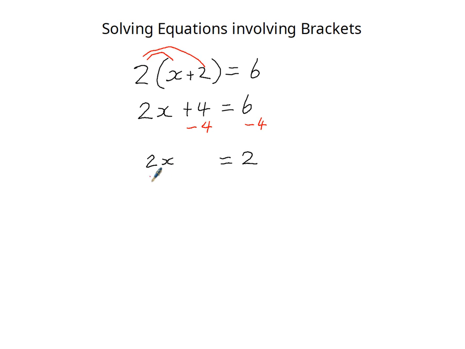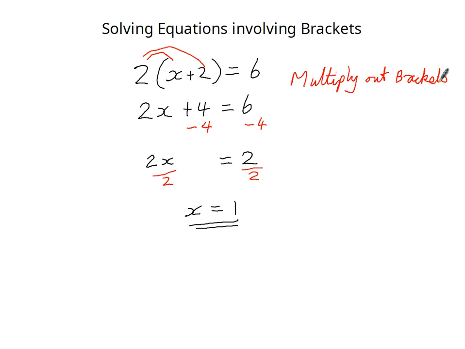We want to find what 1x is. So we divide by 2 to find what 1x is. 2x divided by 2 is 1x. 2 divided by 2 is 1. So the solution to this equation is x equals 1. And the steps that we took were, first of all, we multiplied the brackets. So we multiplied out the brackets.